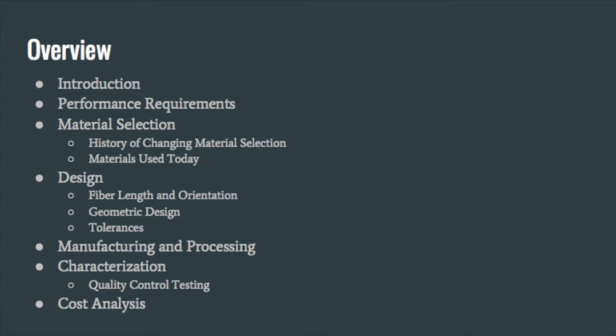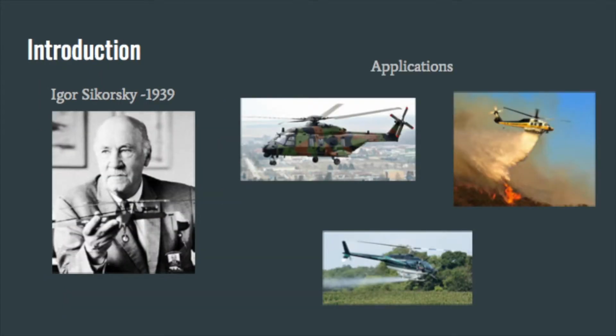We will start with an introduction to helicopter rotor blades. We will then move on to the performance requirements rotor blades must face, followed by the developing history of material selection. A more in-depth look at the design considerations is explored, as well as the manufacturing and processing techniques used to execute the design. We will finish with a characterization of the quality control systems used for rotor blades, followed by a cost analysis.